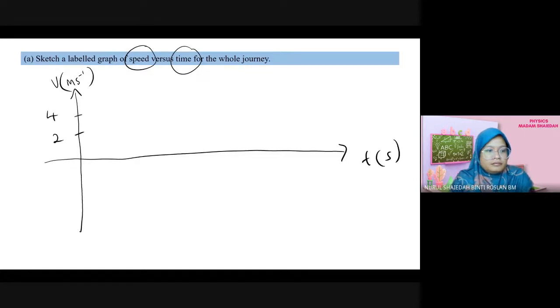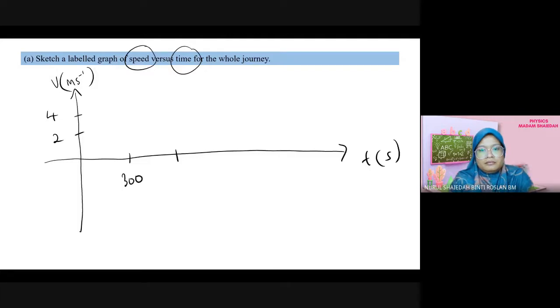Based on the diagram, we have 2 and 4. Okay, then we have 5 minutes, 2 minutes. So I change everything into seconds. So the first one is 5 minutes. So how do I change 5 minutes into seconds? Just times 60. So you get 300 seconds.